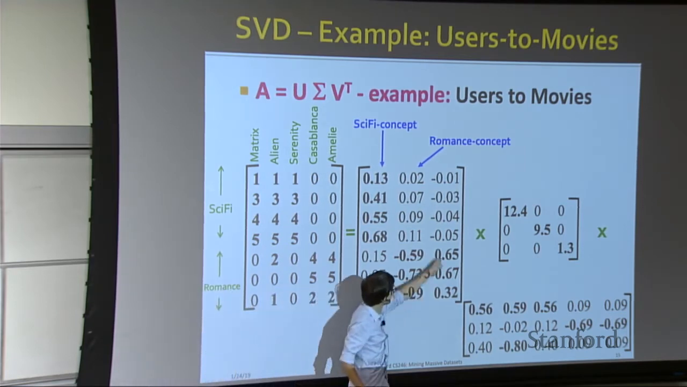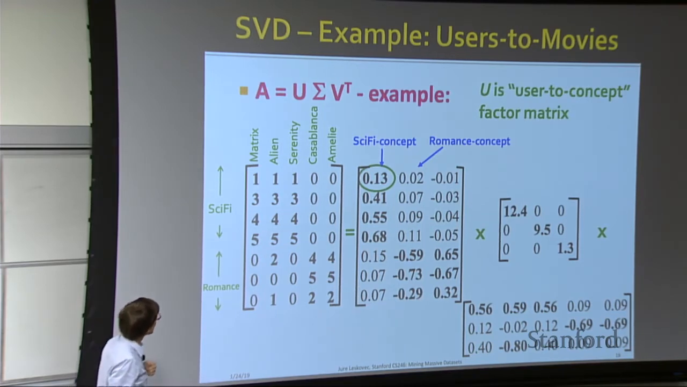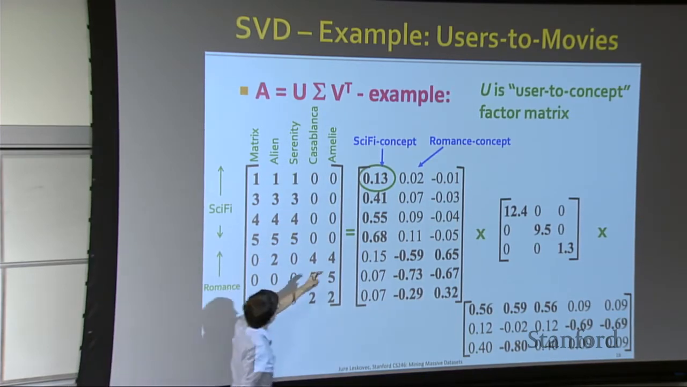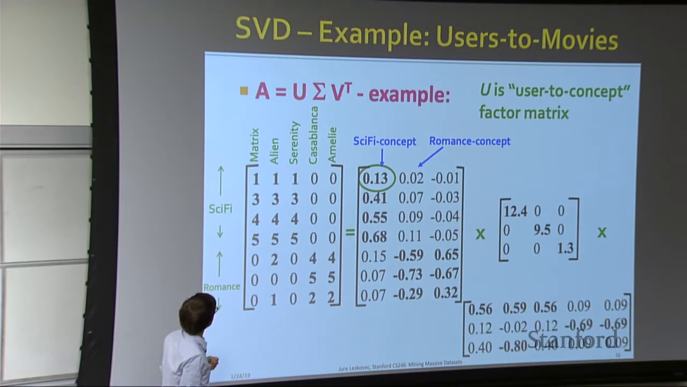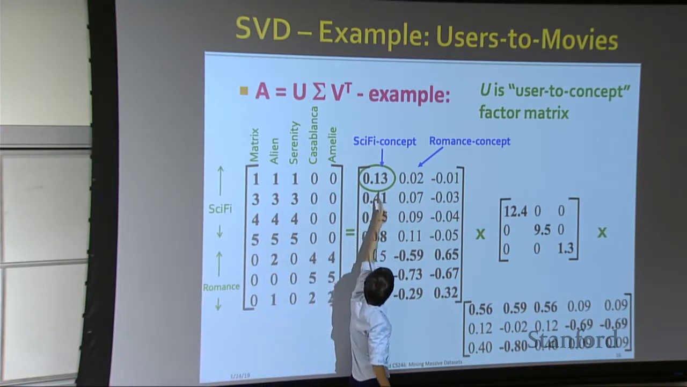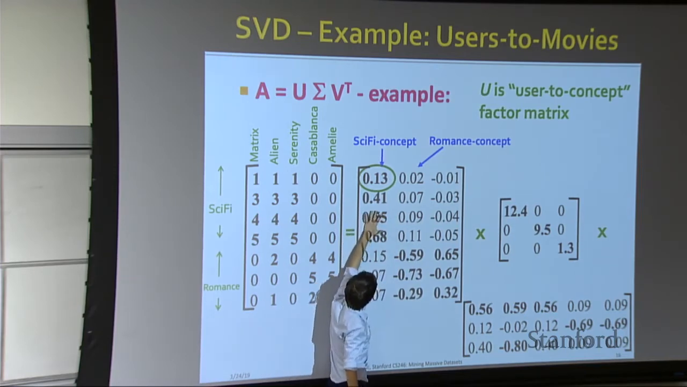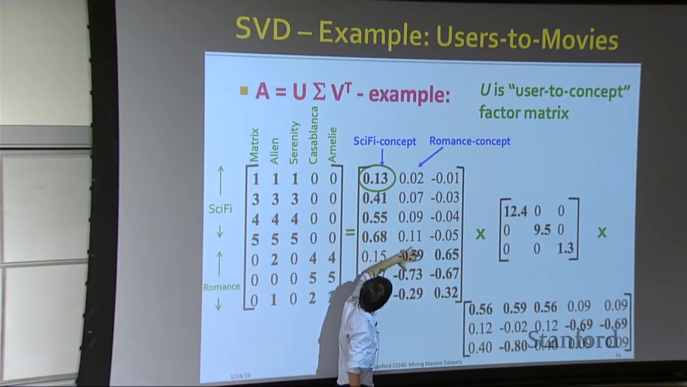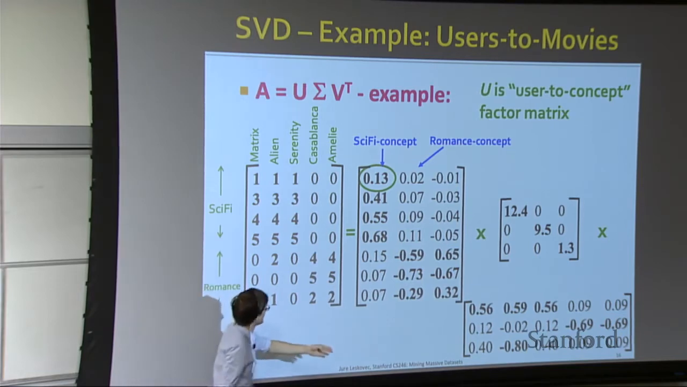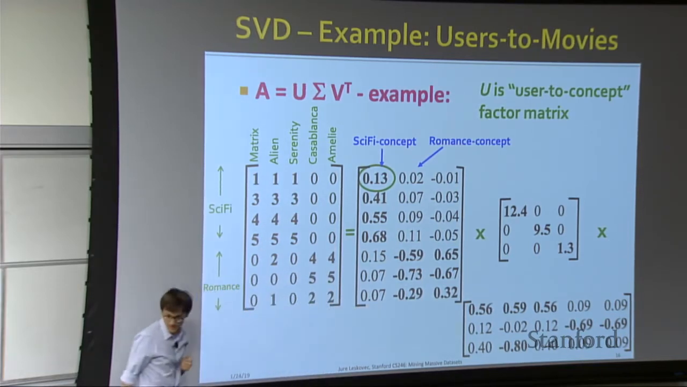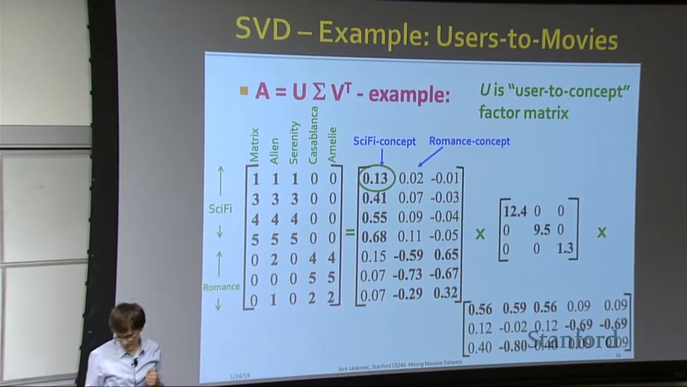And then there is something else. Okay, that's the first thing. The second thing is that you can think of the values here as telling you how users belong to these concepts. How much does user number one belong to the first concept, second concept, third concept? It seems that these first four belong a lot to the first concept, and the last three have high values here, so they belong to that one, even though the values are negative. So the way we think of the matrix U is as the user-to-concept matrix.